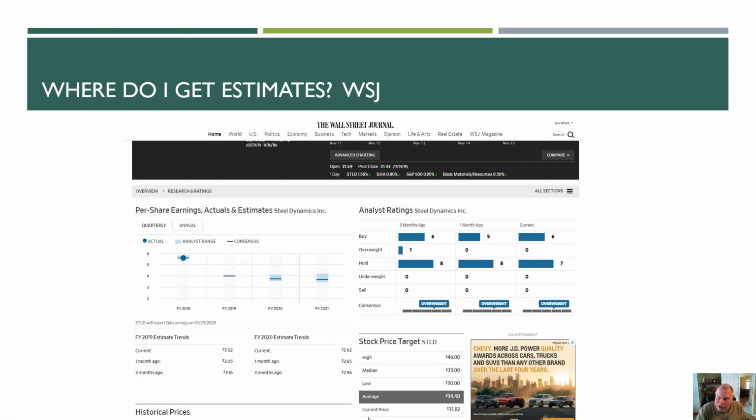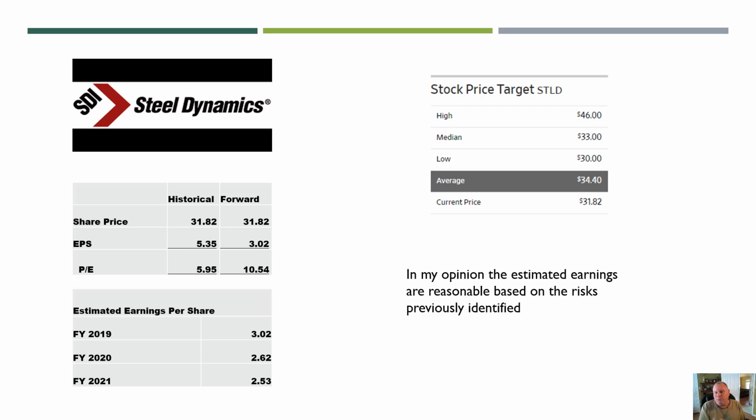So we get the information here, and then we present it like this, okay? I list it. Here's my historical. I do the formula. 31.82 divided by 5.35 is a PE of 5.95 and a forward PE of 10.54. Now, that actually doesn't look bad. And when you think of the average and the current price, based on everything I see, I think the estimated earnings are reasonable based on the risks previously identified. Okay, so that's what, and again, it may appear that it's undervalued if you compare that to the market. But that's for a different course. This is how you summarize it.